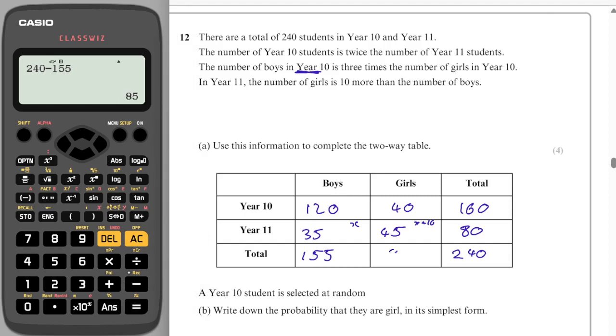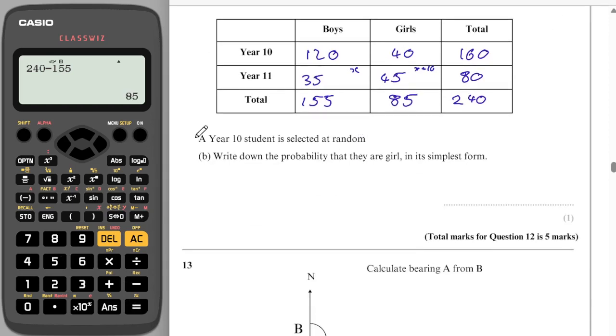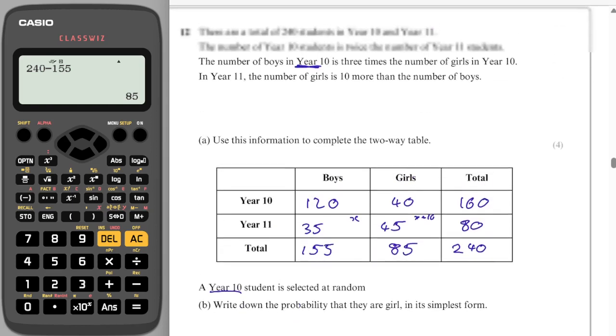So there we go, checked it 2 ways, so good indicator that we are correct with our 2-way table. Right, part B, a year 10 student is selected at random. So a year 10 student, so our denominator is going to be 160. Write down the probability that they are a girl in its simplest form. So we've got 40, so we could almost do that from the information that we were given here.